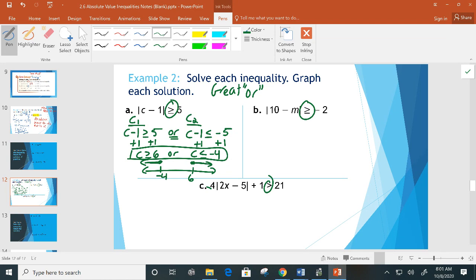Letter B is another one of our special cases. Think back to what I said on the previous slide. Absolute value must be greater than or equal to 0. So no matter what value that I plug in, the absolute value is always going to be greater than or equal to negative 2 because the absolute value has to be positive. So this would be a case where my answer is all real numbers or infinitely many solutions.